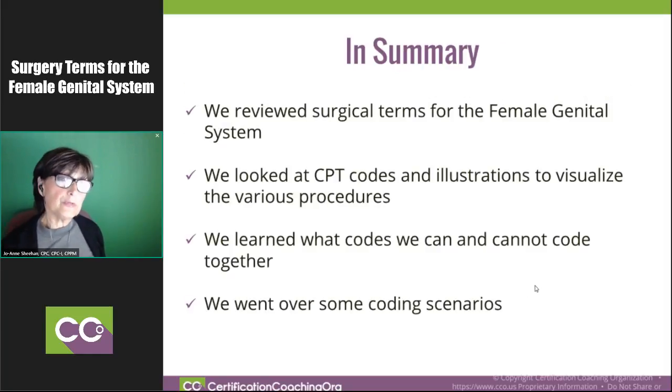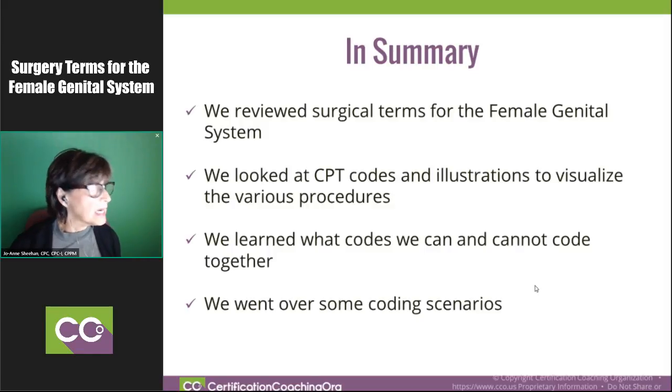So basically, we reviewed some of the surgical terms for the female genital system, and we looked at some of the CPT codes and illustrations so you could visualize the various procedures. And we learned what we can and cannot code together, and gave you some coding scenarios. I hope that helped. I don't know if you have any more questions.